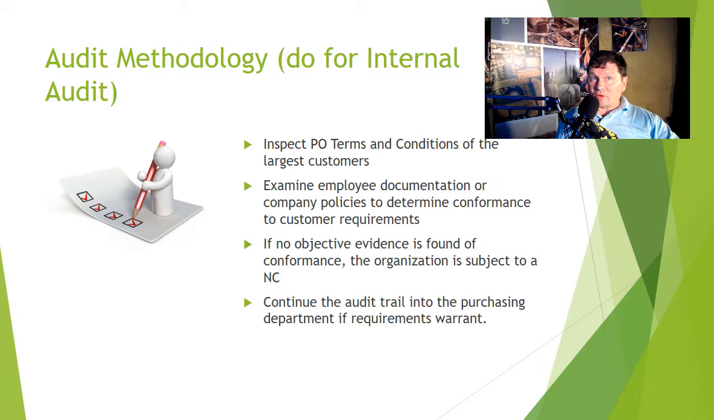So the audit methodology for this clause is as follows. I'm going to inspect the PO terms and conditions of the largest customers. I'm going to examine employee documentation and company policies to determine conformance to customer requirements. If I can't find objective evidence, the organization is subject to a non-conformance. And I'm going to continue the audit trail into the purchasing department if I find anything that's interesting.